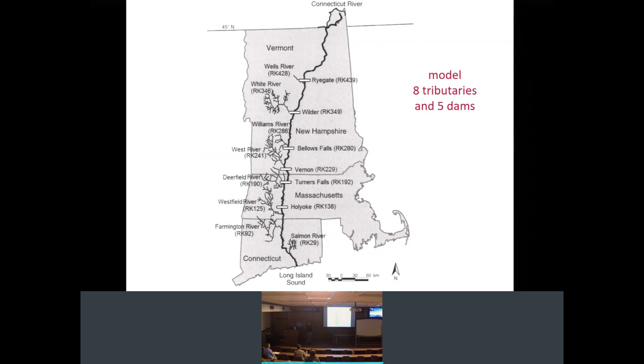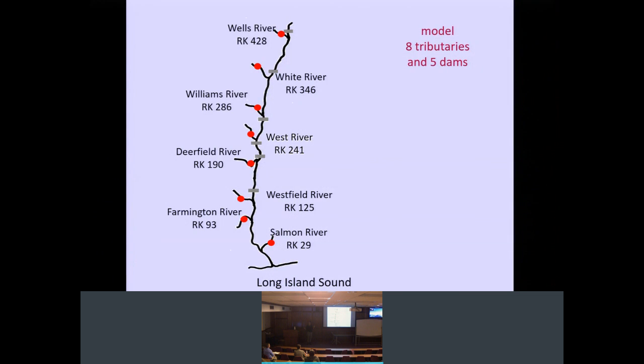When I talk about this later in the talk, I'm going to have the cartoon version. I'll show you specifically results from the Wells River tributary. So these are smolts that are starting 428 kilometers upstream. The West River smolts are starting 241 kilometers upstream, so you know almost halfway down. And then these Salmon River smolts, not only are they close to the Long Island Sound, that is the mouth of the river and their destination, but they also have no dams in between their tributary and the mouth.